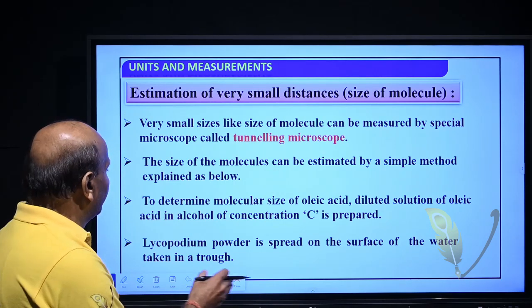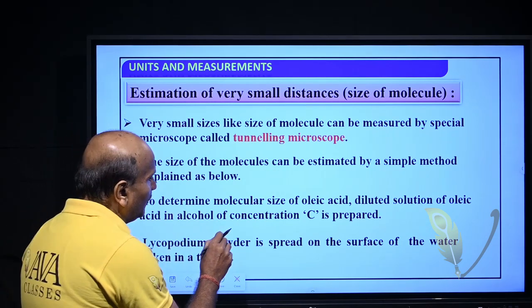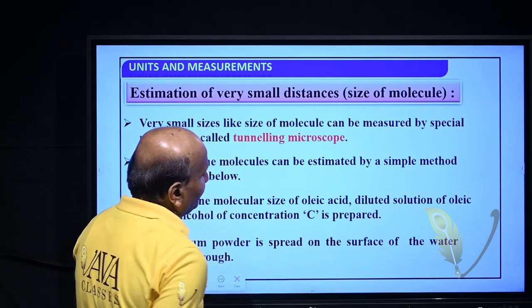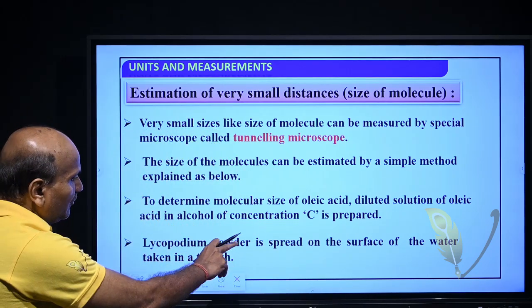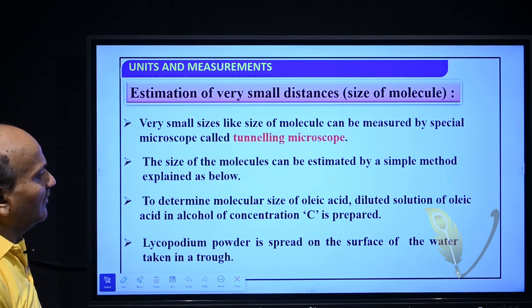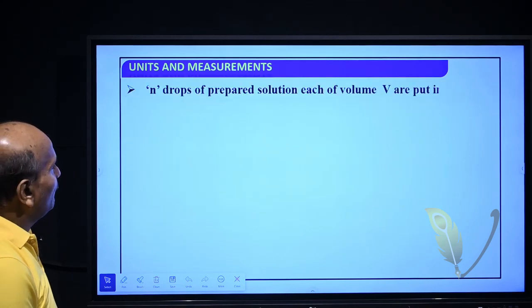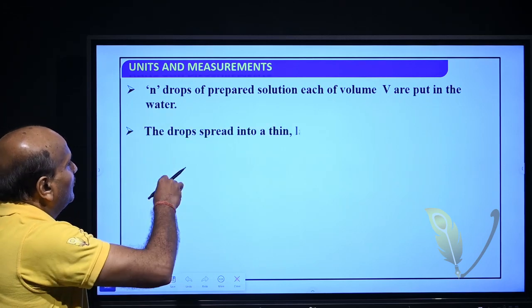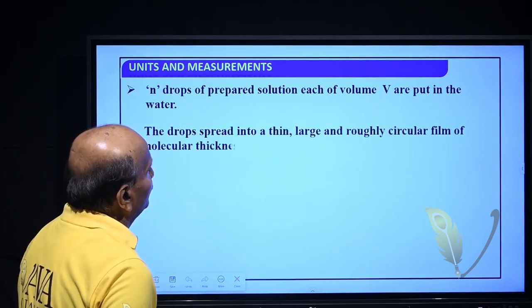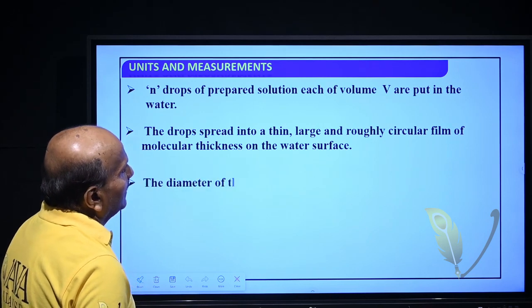A diluted solution of oleic acid in alcohol of concentration C is prepared. Lycopodium powder is spread on the surface of water taken in a tray. Now n drops of the prepared solution, each of volume V, are put in the water.